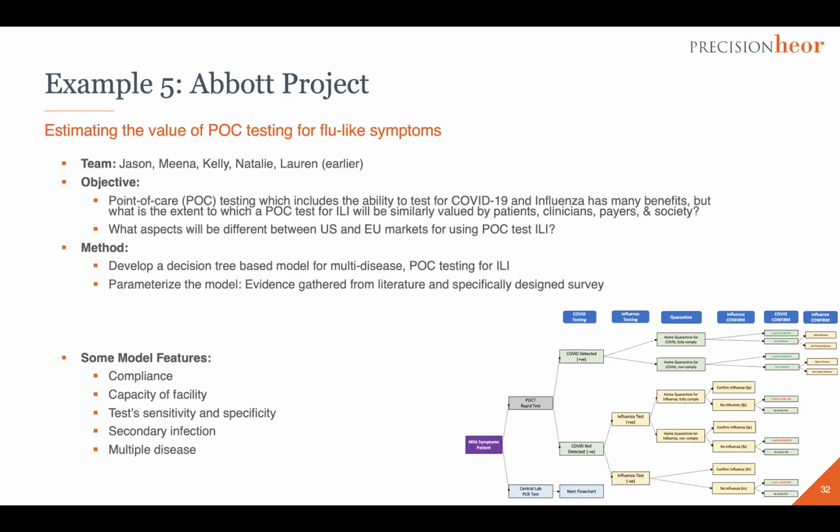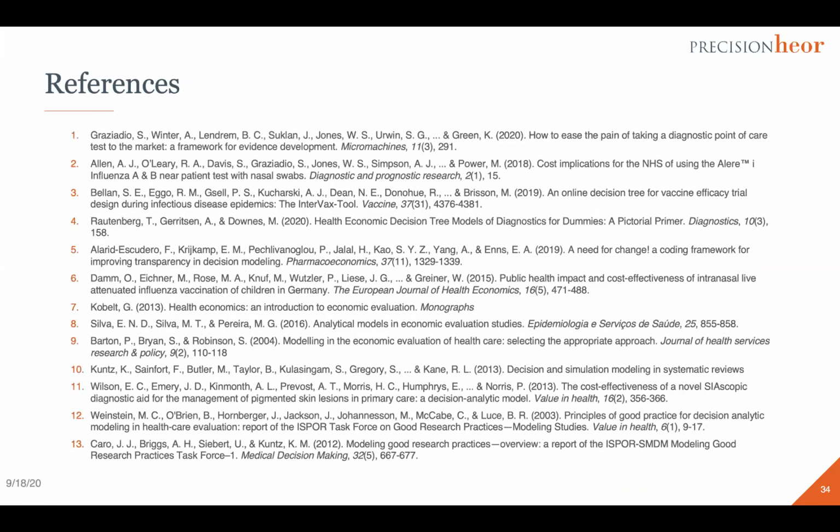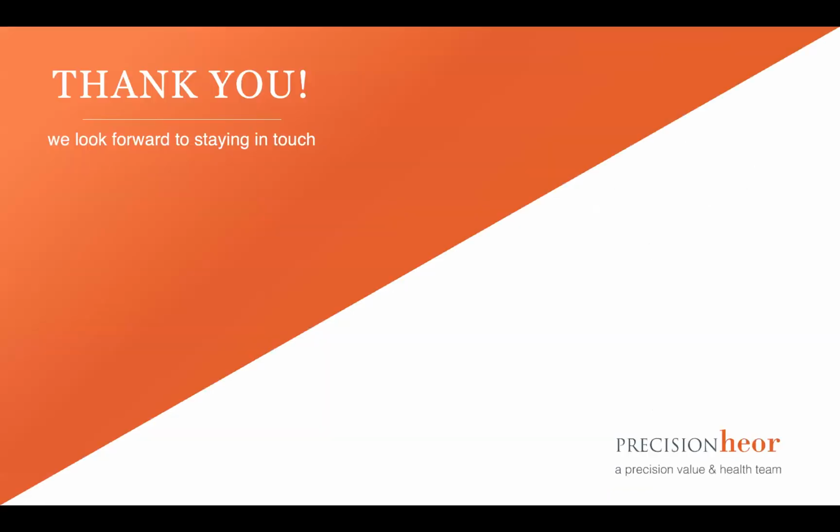So we have used many features in it, like compliance to the decisions after the test results, capacity of the facility, sensitivity, and we have also used secondary infection. If you detect it wrong and the person goes into the population, it spreads the secondary infection. And again, there are multiple diseases here, flu and COVID. So we are using a decision tree in that. Well, I will stop here, and there are references, and I would be happy to share these slides with anyone who's interested. Thank you very much for listening to me.